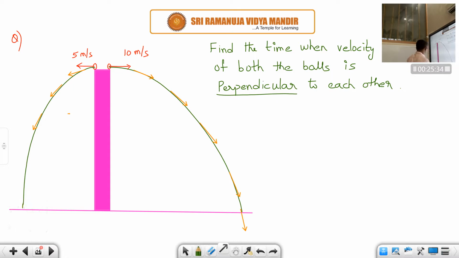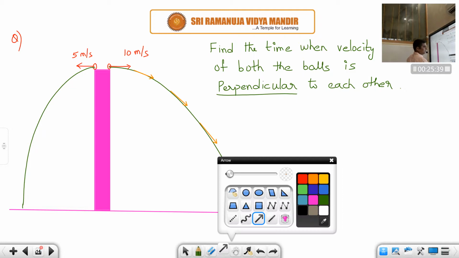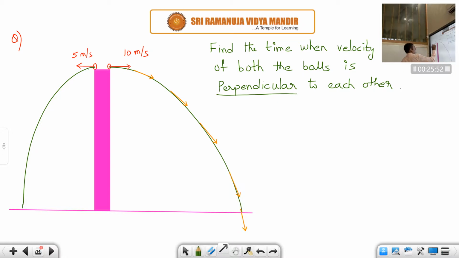Otherwise I will draw with another color. I will take another color, some other color. So tangent at that point. Same way tangent at this point like this. Same way tangent at this point like this. Same way tangent at this point like this. Like this, at every point if you draw the tangent.